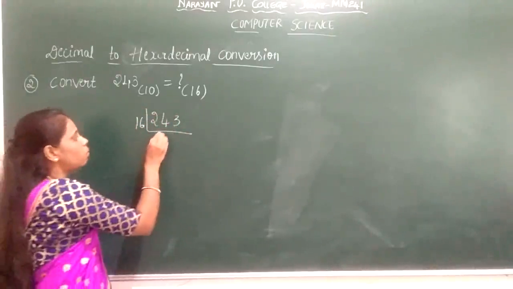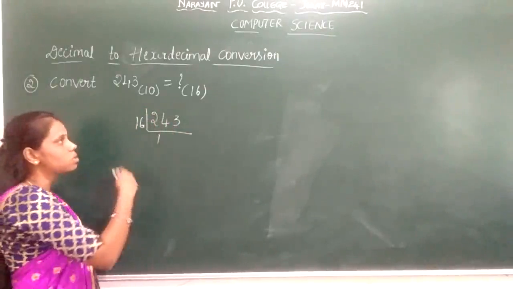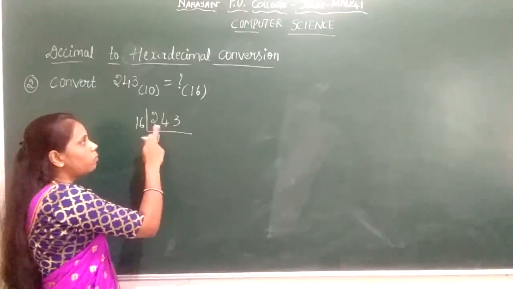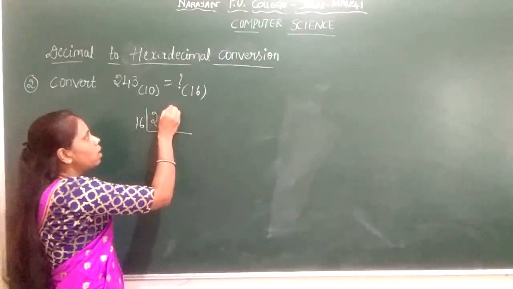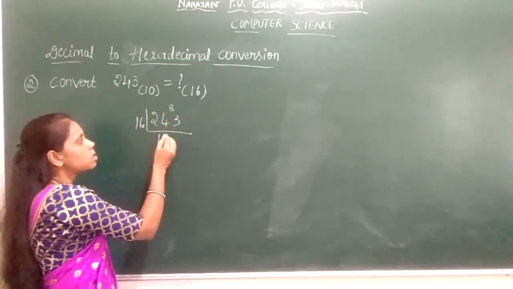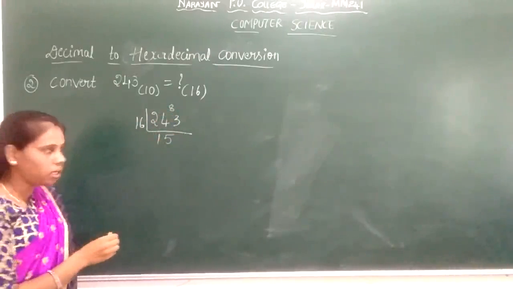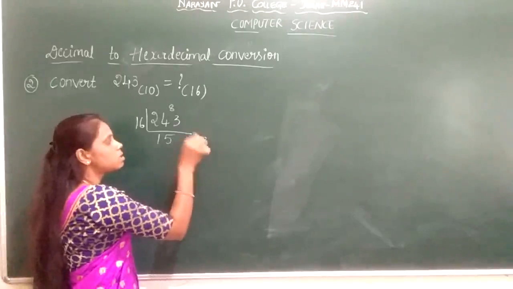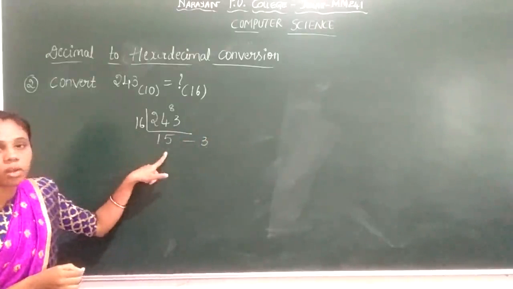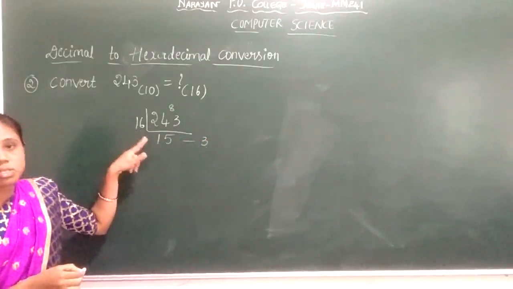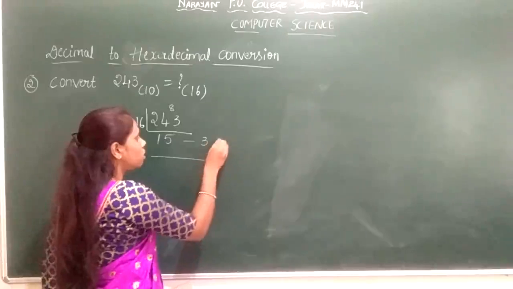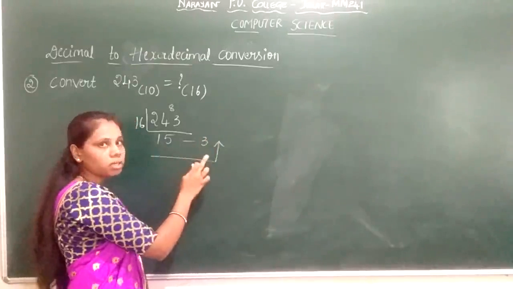So 16 ones are 16, 16 twos are 32. You cannot divide that. So 16 ones are 16. What will be left out? 24 minus 16 will be 8. So it will become 83. Now 83 means 16 5s are 80. So 80 means 3 is left out. The remaining value is 3. Next 15 cannot be divided by 16. So you should stop this process here and take the values in this manner. So that is 15 and 3.